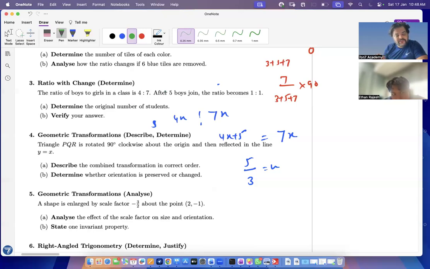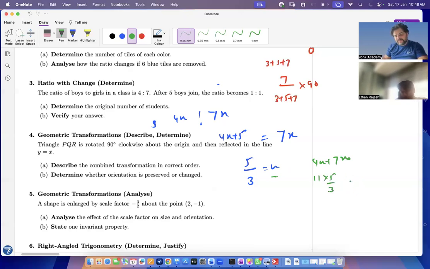Now what you have to find out is to determine the original number of students. So what would be the original number of students? The original number of students is 4x plus 7x, that is 11x. The x is what? 5 by 3. Replace x by 5 by 3.